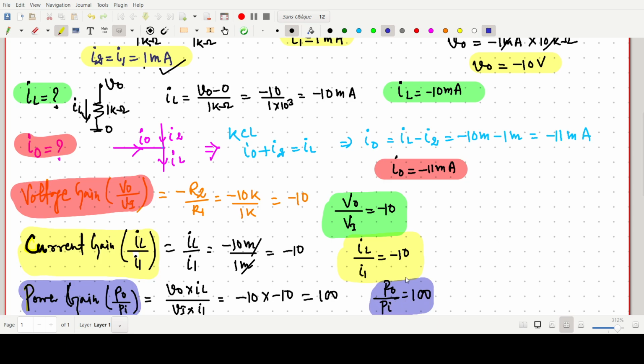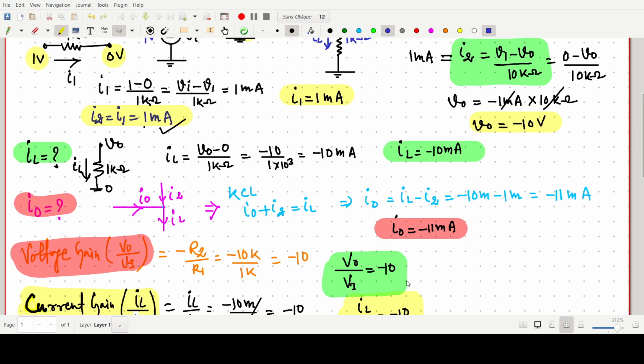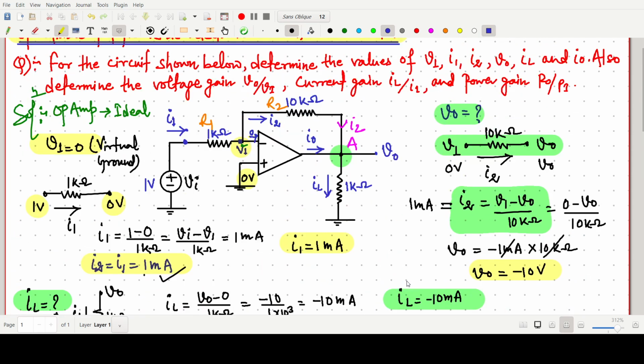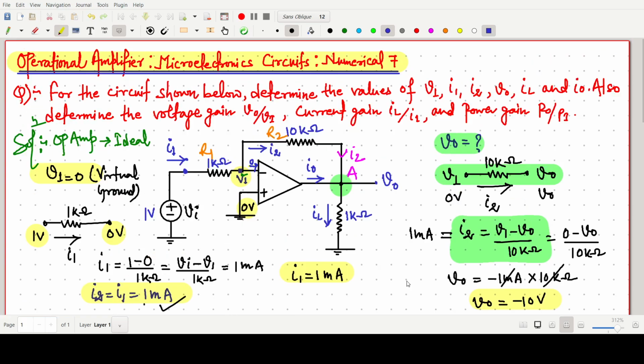So this is all about this question. This is a simple question. You have to use the concept of Kirchhoff's voltage law and current law. So this is all about this question, and this is from the microelectronic circuits book.